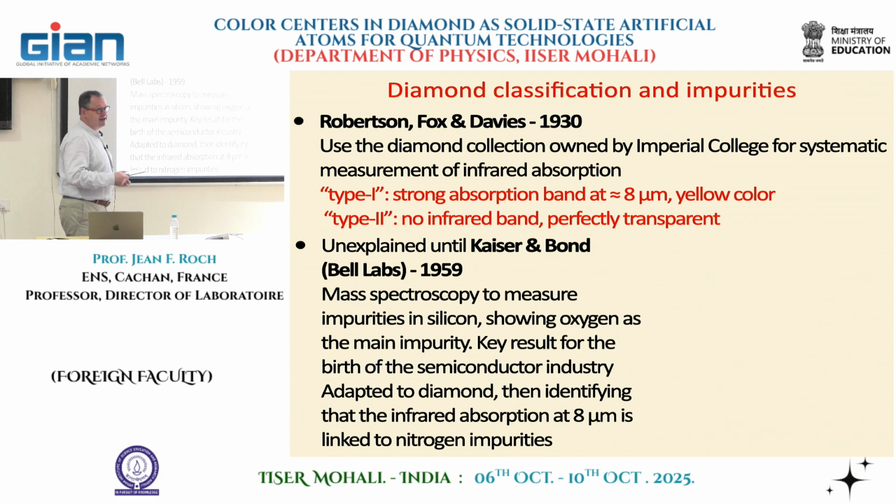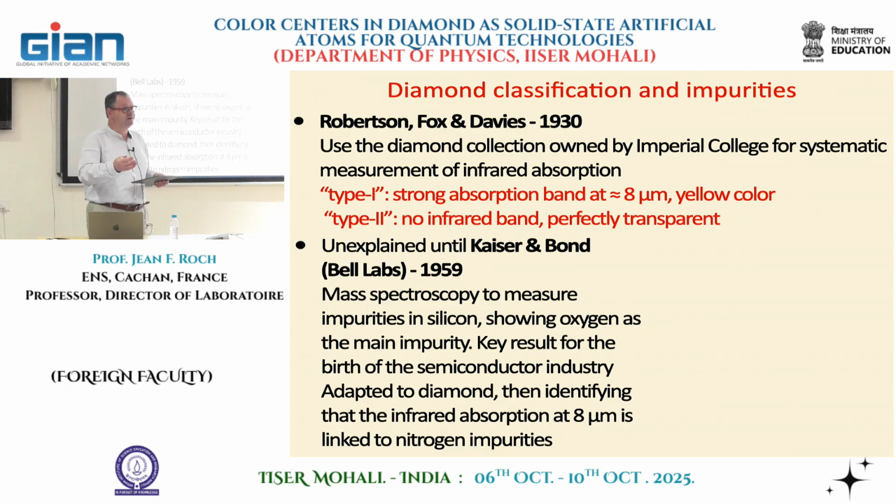And actually, it was Kaiser and Bond at Bell Labs who found the explanation at the end of the 50s. Bell Labs was certainly the most important lab in the world at that time, at least for condensed matter. And they were assigned the task to measure impurities in semiconductors, especially for silicon.